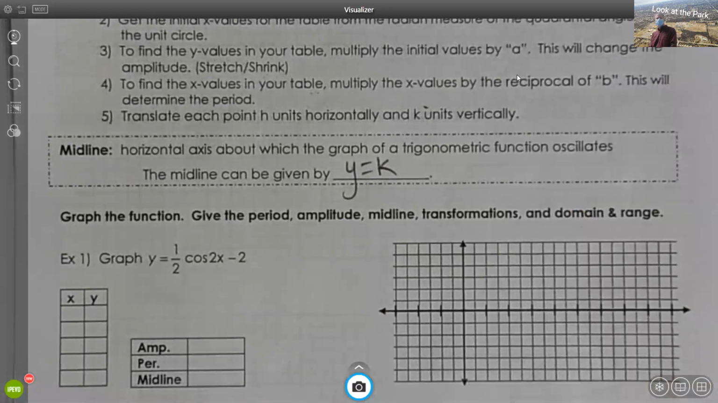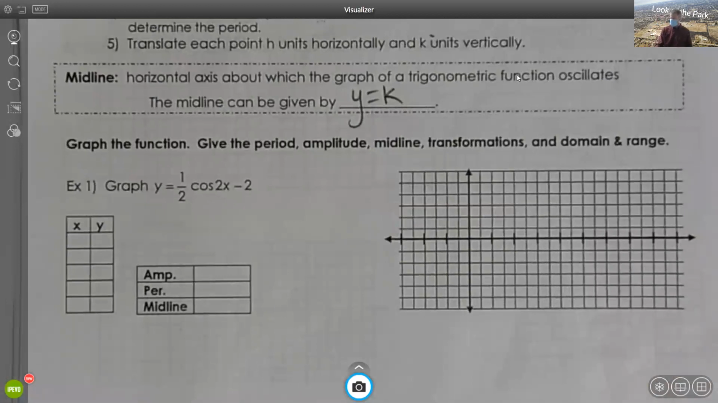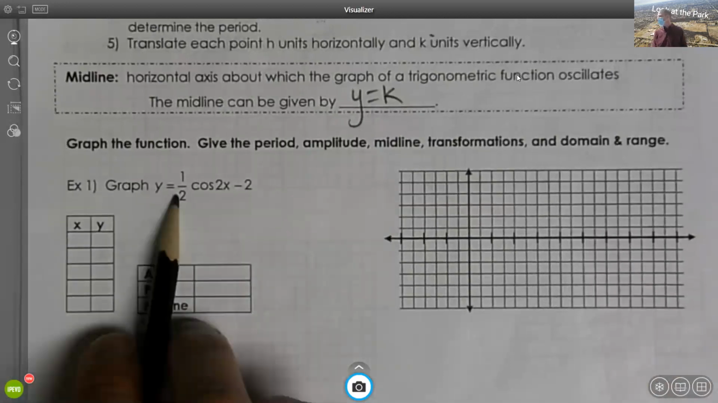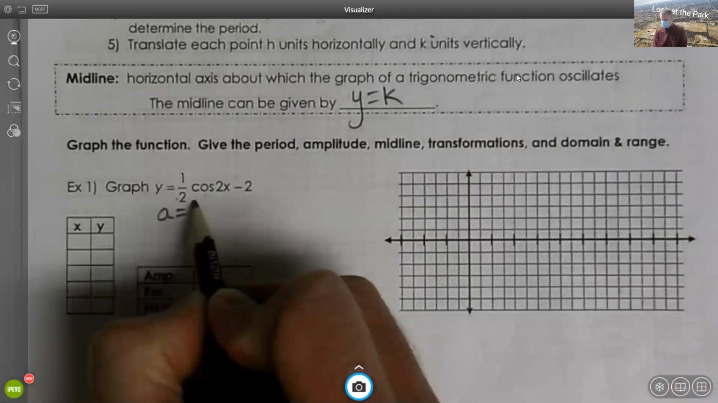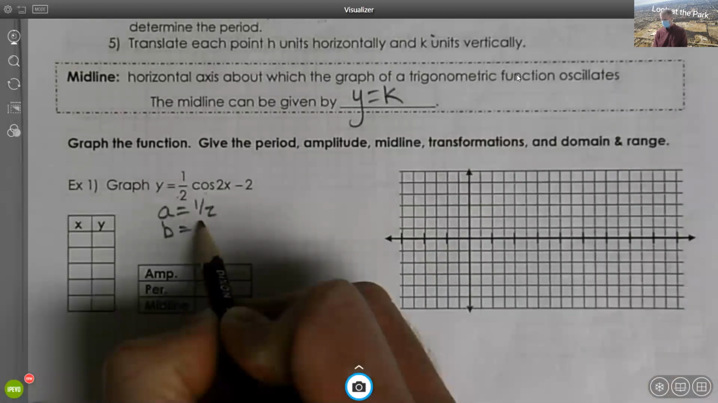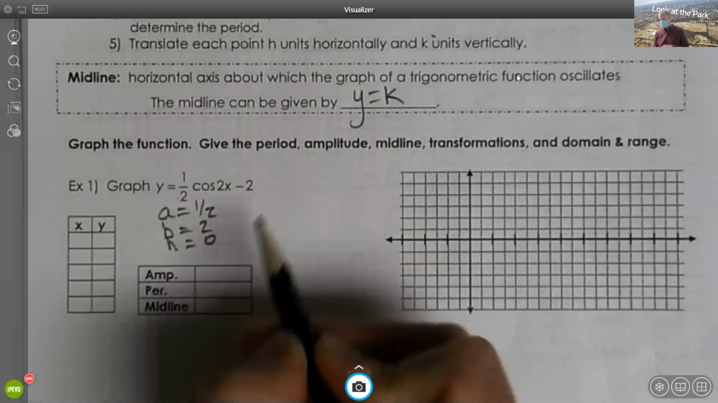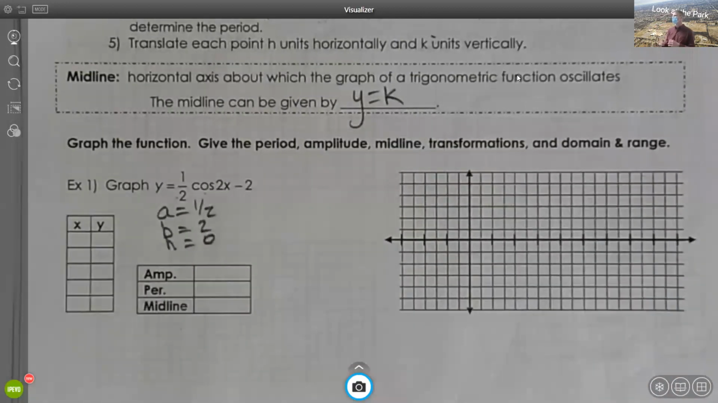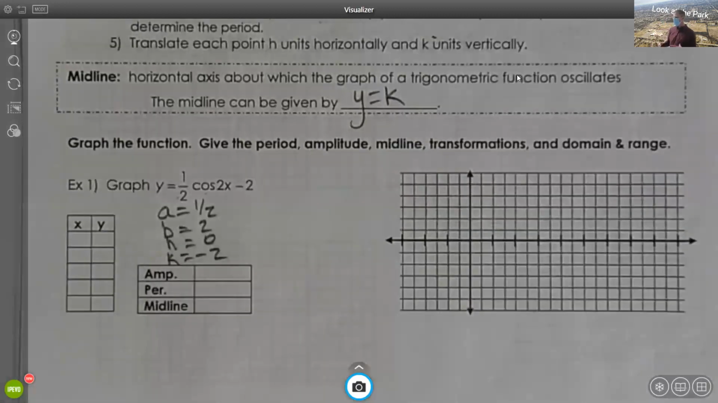So we come down here to our first example. Y equals a half cosine of 2x minus 2. We see that the A value is a half, the B value is 2, the H value is not part of this graph because there's no parentheses, and the K value is negative 2. So we can see all that just by looking at the equation.